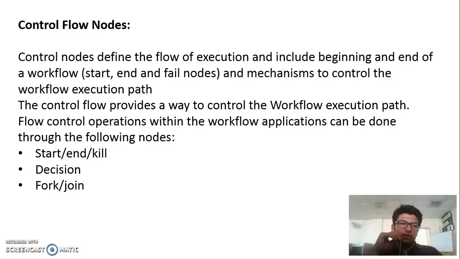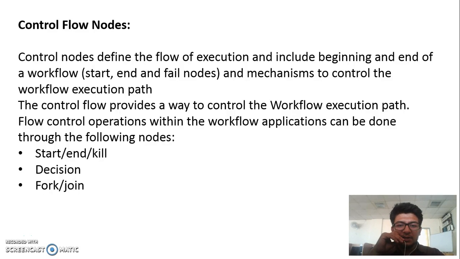Now as we had seen earlier, there are two types of nodes in a workflow. The first type is the control flow nodes, and the second type is the action nodes. So let us see what a control flow node is. Control nodes define the flow of execution and include the beginning and end of a workflow and mechanisms to control the workflow execution path. So as the name suggests, in a workflow, these are the nodes that govern the control flow, the control of the system.